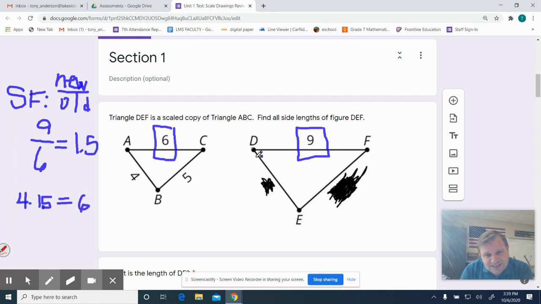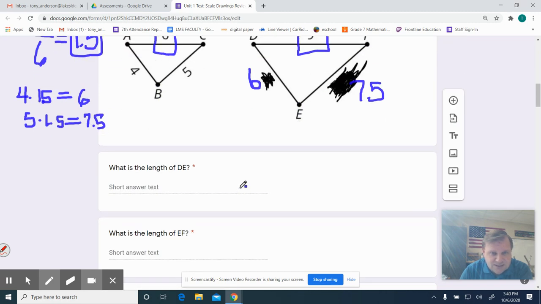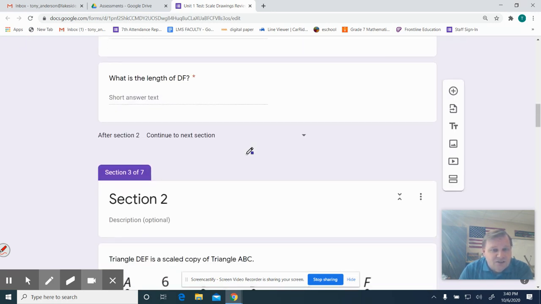So I know that line segment DE measures 6 units. If I do 5 times 1.5, that's going to give me 7.5 units. So I know that this side is 7.5 units, and that is line segment FE. So now I can fill these in. So we had to find the scale factor. We divide the new by the old to get that. And then whatever that scale factor is, we want to multiply it by the other two lengths to get those sides that are missing.